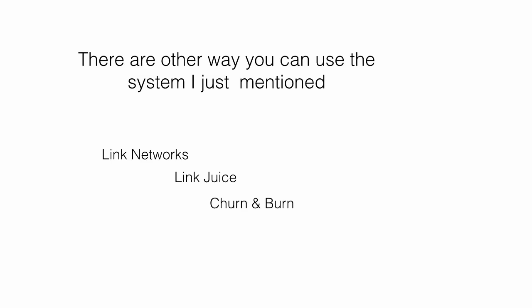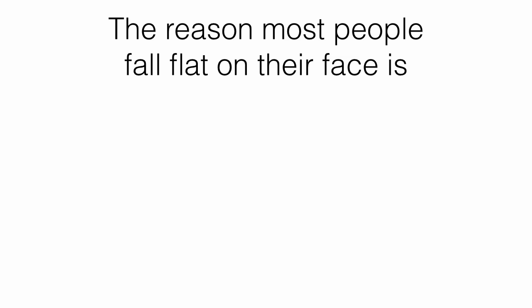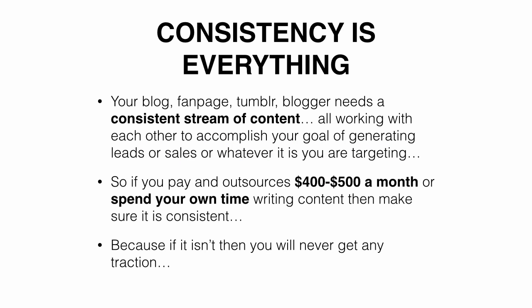But I want to just fast forward here, because here is the kicker. The reason most people fall flat on their face is, can you guess it? It's no consistency. Consistency is everything when it comes to making money online, blogging, email marketing, whatever you do. Your blog, your fan page, your Tumblr, and your blogger needs a consistent stream of content. They all need to work with each other to accomplish your goal of generating leads or sales or whatever it is you're targeting. So if you pay an outsource $400 to $500 a month or spend your own time writing content, then make sure it's consistent.